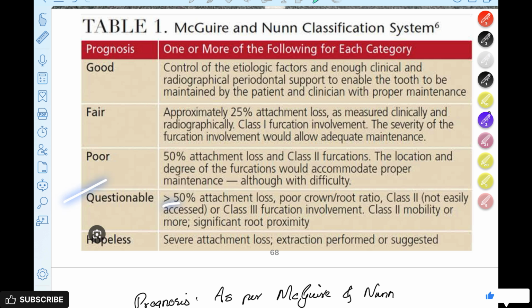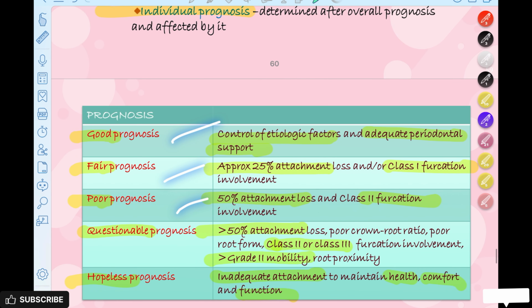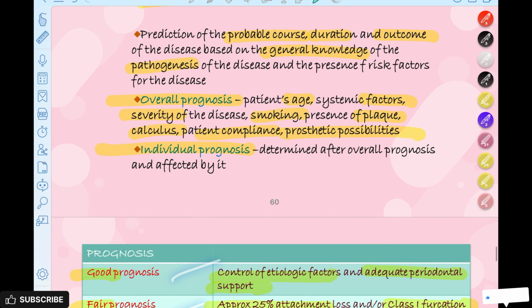Questionable prognosis is more than 50% CAL, poor crown-to-root ratio, class 2 not easily assessed, or class 3 furcation involvement, class 2 mobility or more, and significant root proximity. And hopeless prognosis in the case of severe attachment loss, extraction performed or suggested. So this was all about the prognosis: good, fair, poor, questionable and hopeless.